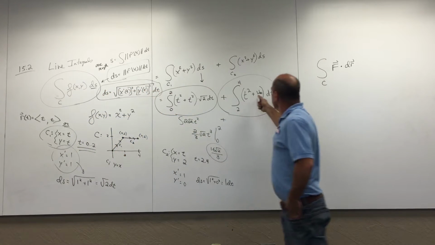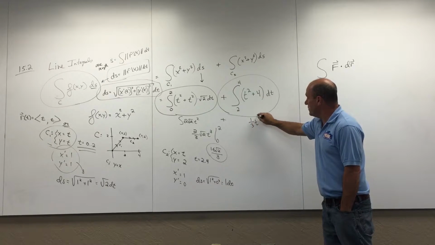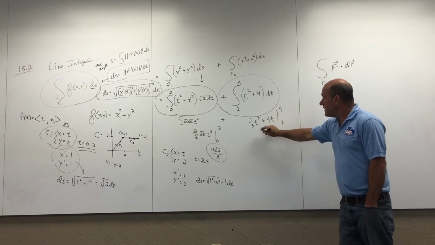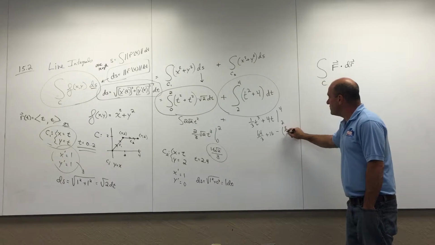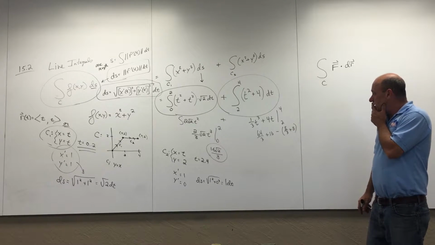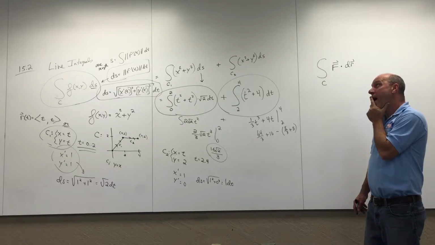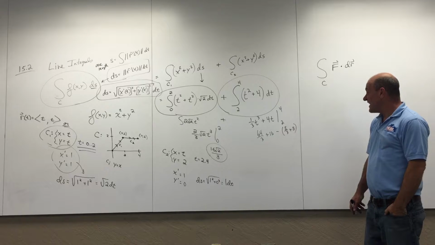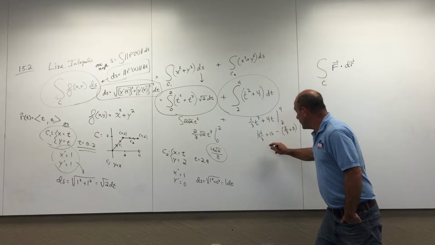Plus, I'm working on this integral. I need to integrate these guys: 1/3 t cubed plus 4t from 2 to 4. Okay, 64/3 plus 16 minus 8/3 plus 8. That's 56/3 plus 8. I think I get 80/3. Yep, so this is 80/3.